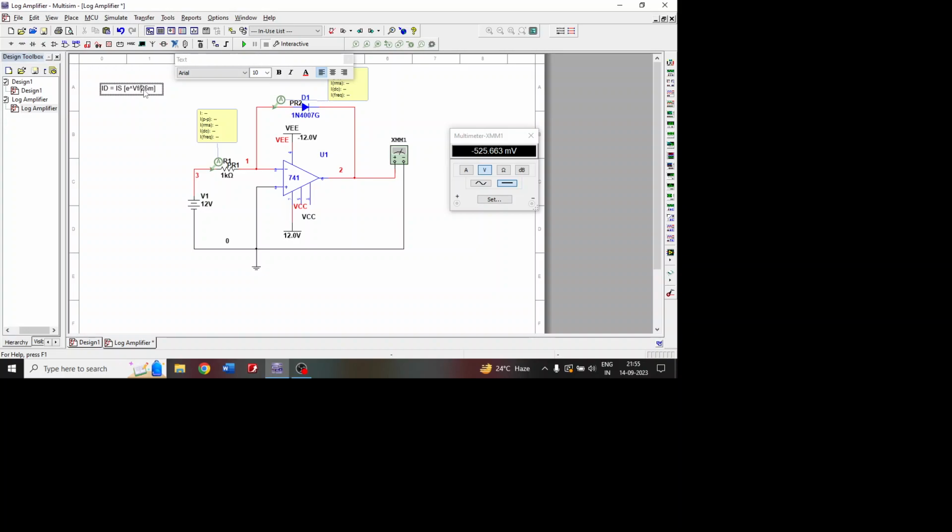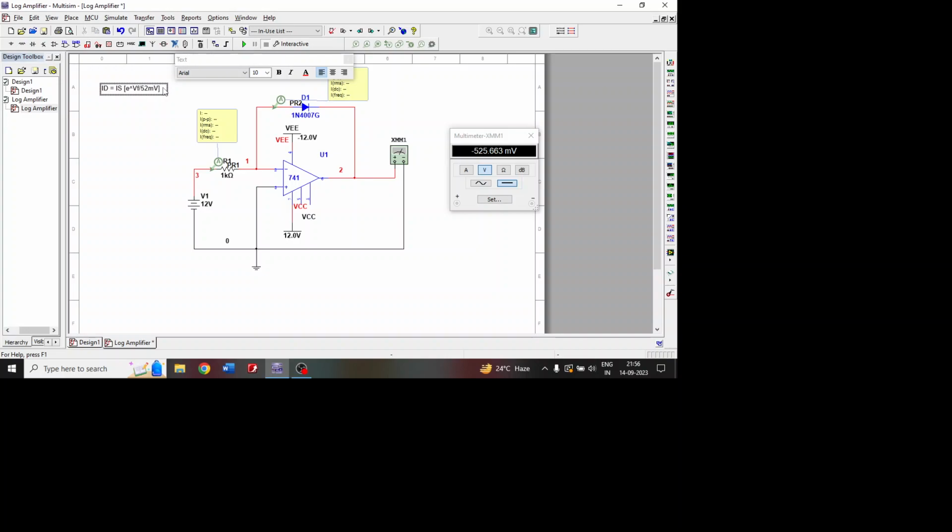So for example, let us take 2. 2 into 26 will be 52 millivolts. Let us avoid more parameters here. So ID is equal to IS into e to the power of VF by 52 millivolts.